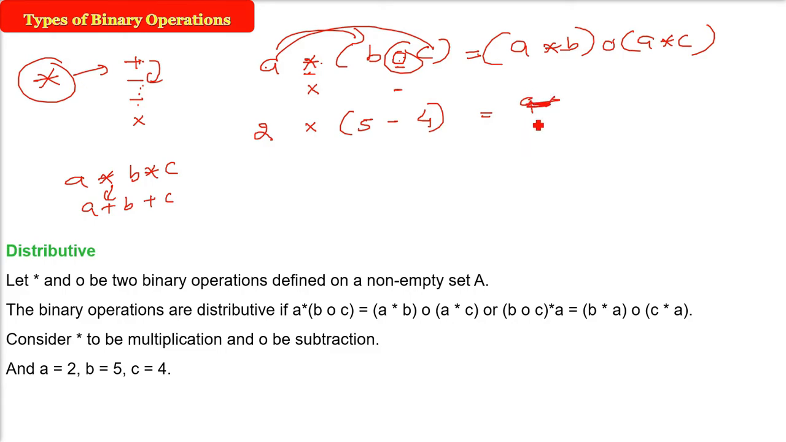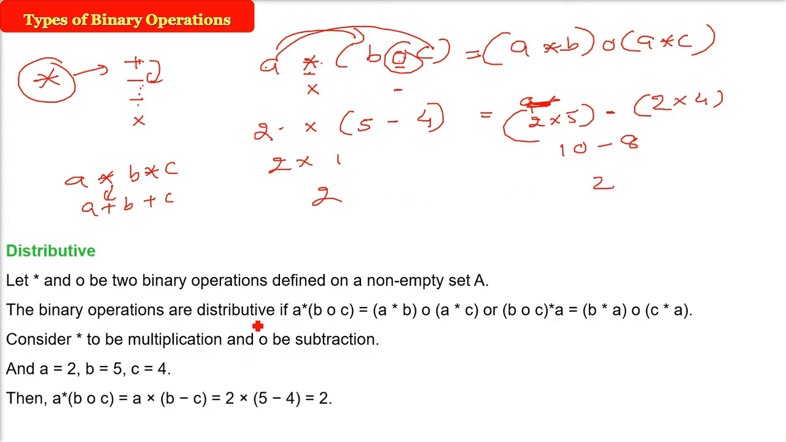So 2 into 5, the operation is what? Inside, minus, and then we have 2 into 4, 2 multiplication of 4. So 2 cross 5 minus 4, 5 minus 4 is 1, so 2 into 1 is what? It is going to give you 2. What is here? 5 into 2 is 10, minus 8 is 2, so 2. So the distributive property is also holding here.